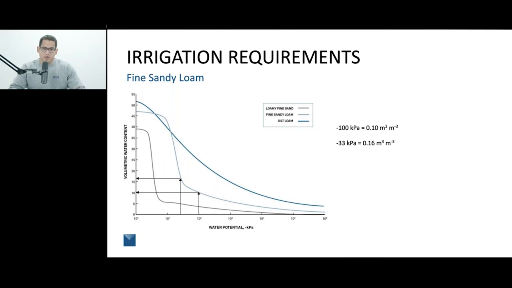All right, so now we've identified our target ranges in terms of water content for this fine sandy loam. Again, same irrigation zone of 15 centimeters or 5.9 inches.